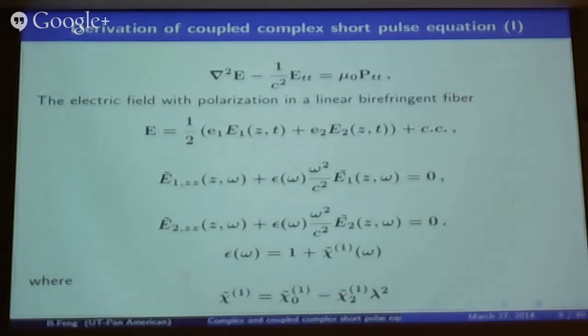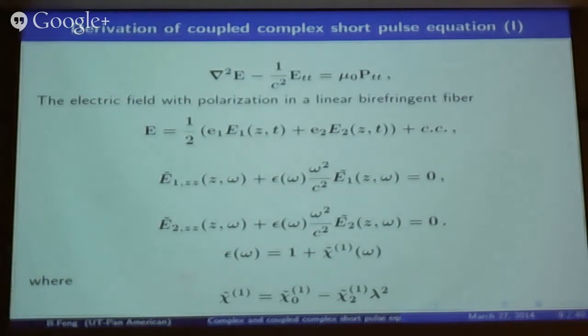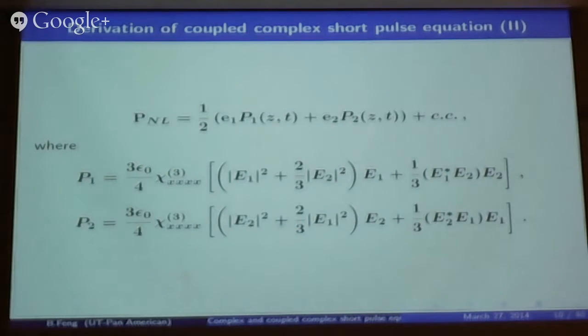So I use E1 and E2 for the two directions, so that I have two components, E1 and E2. Each of the components is very similar to the single ones I just mentioned. Of course, the induced polarization also has two parts, P1 and P2. And based on nonlinear optics, we can write P1 and P2 in this form.